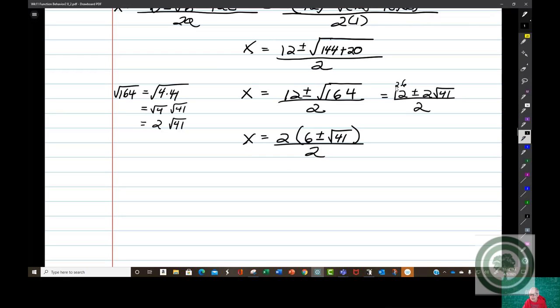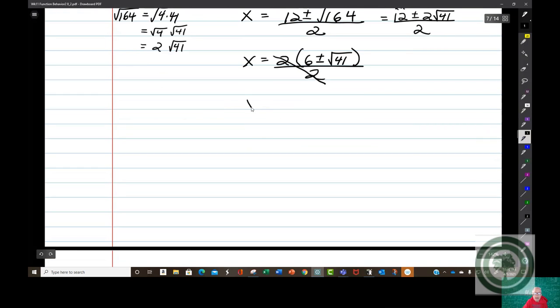So there is a common factor of 2, a greatest common factor, a GCF. Now, I have to do this because your answers need to be in very, very, very lowest terms. Just like with fractions. And it is a kind of a fraction. So now here's your answer. X equals 6 plus or minus the square root of 41.